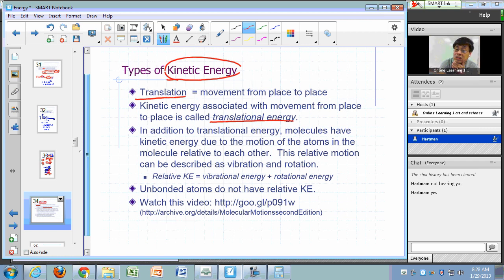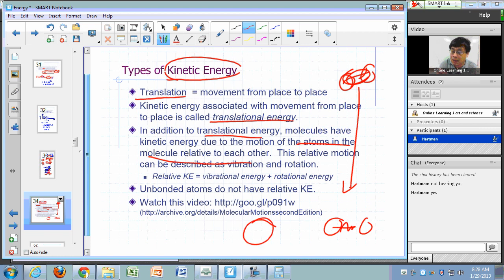Now, in addition to translational energy, molecules also have kinetic energy because of the motion of the atoms relative to each other. Okay, so if you have a molecule here, the movement of that entire molecule is called translation. Within the molecule, the atoms can be vibrating, or the molecule itself can be rotating. So we call that relative motion of the atoms. That relative motion involves a kinetic energy, which we call vibrational energy and rotational energy. Now, if you just have an unbonded atom, then all that has is translational kinetic energy. It doesn't have relative kinetic energy.